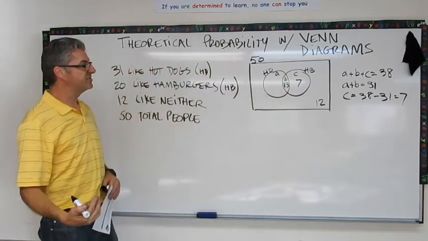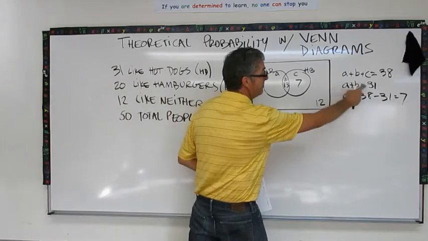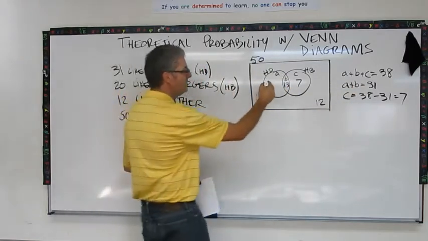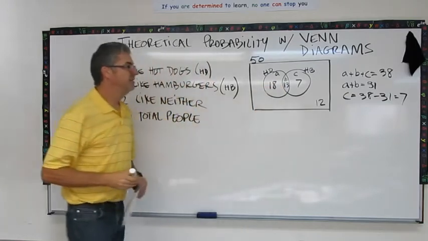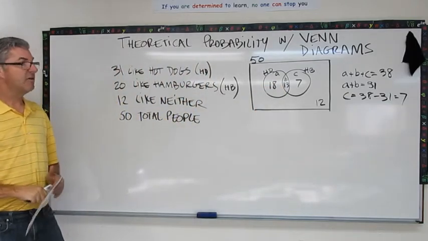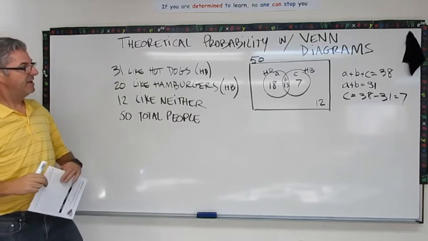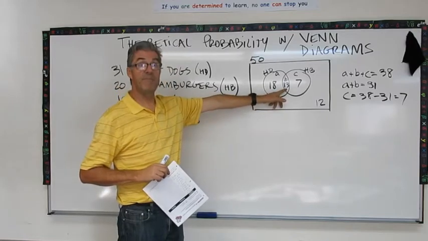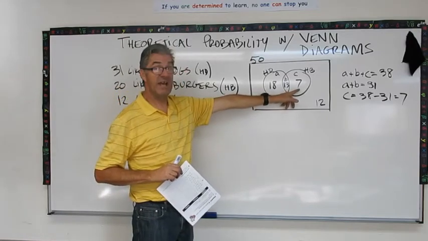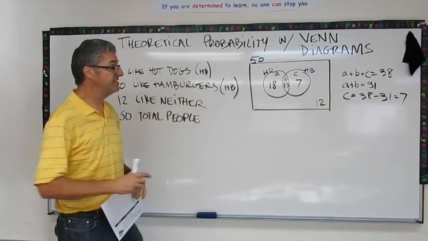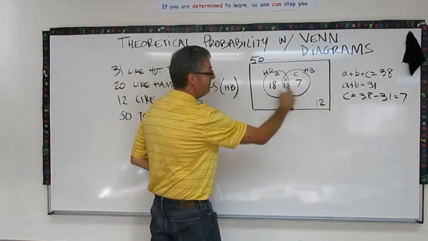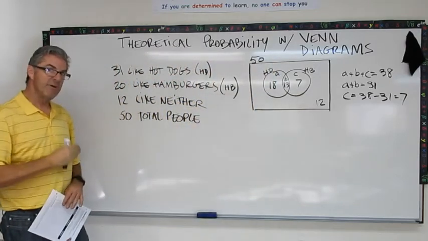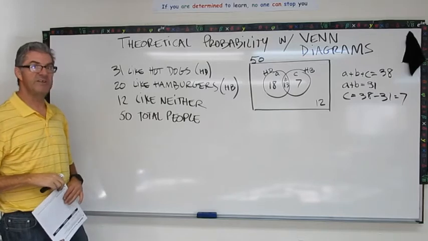And now we can finish this off. If we know that A plus B is 31, that's this whole circle. Subtract 13 from 31 and we get 18 people. Okay? So let's summarize what we figured out here. We know that 18 people like hot dogs only, 13 people like both, and 7 people like hamburgers only. Now here's the deal. If you add all of these numbers up, 18 plus 13 plus 7 plus 12, it has to equal 50. So you always have a check when you're done populating your Venn diagram.